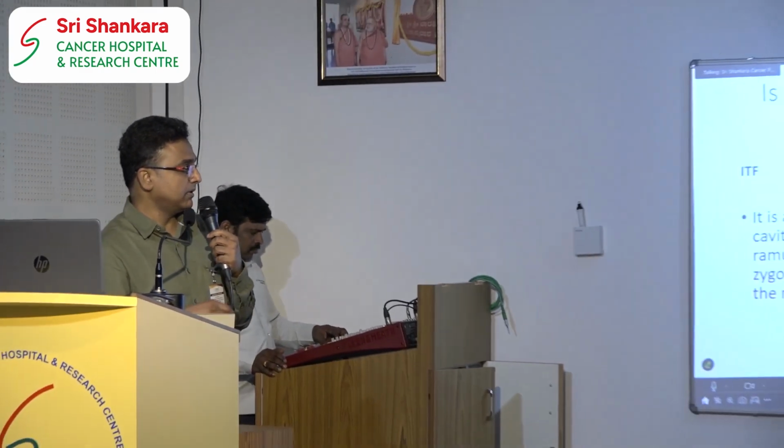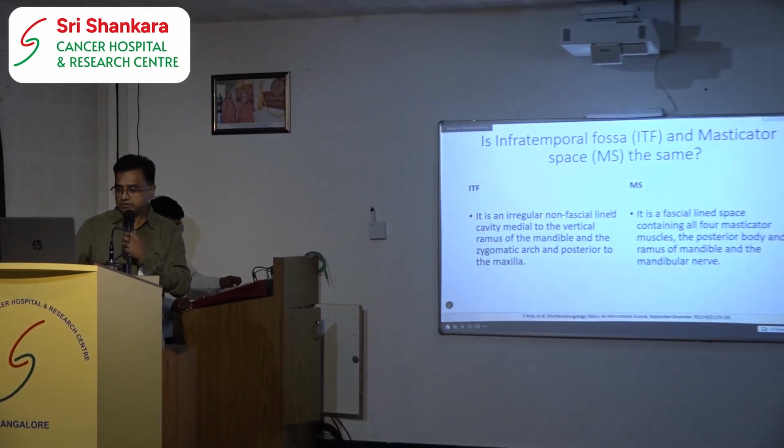We'll go with the presentation on infratemporal fossa, management of infratemporal fossa. Basically, I'm going to focus on the relevant anatomy and the surgical techniques to minimize the various complications that one might face while doing this procedure. The infratemporal fossa lies deep to the zygomatic arch and posterior to the maxilla, whereas the masticator space is a fascia-lined space containing all four muscles of mastication and the posterior body and ramus of the mandible along with its nerve.